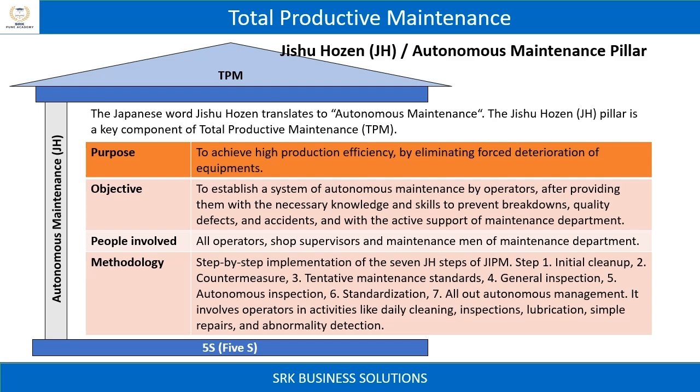Step 1, initial cleanup. 2, countermeasure. 3, tentative maintenance standards. 4, general inspection. 5, autonomous inspection. 6, standardization. 7, all-out autonomous management. It involves operators in activities like daily cleaning, inspections, lubrication, simple repairs, and abnormality detection.